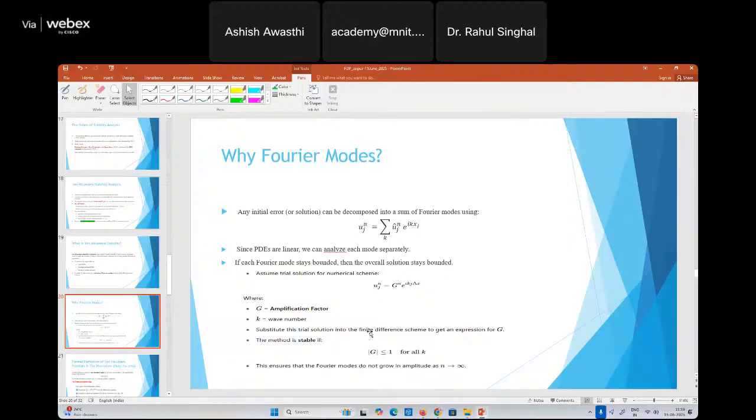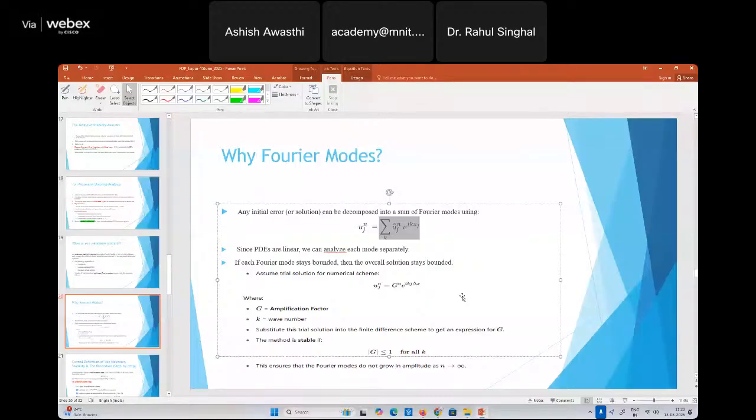One is in the form of sine and cosine; this is called the real form. Another is the complex form. Mathematically, both forms are equivalent. Practically there may be some difference, but mathematically both are the same. Here they have used the complex form of the Fourier series, with the trial solution of the numerical scheme.